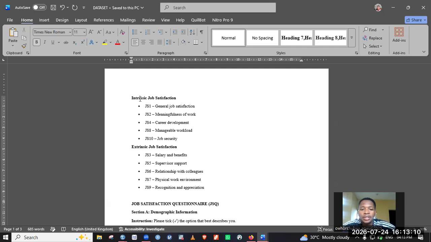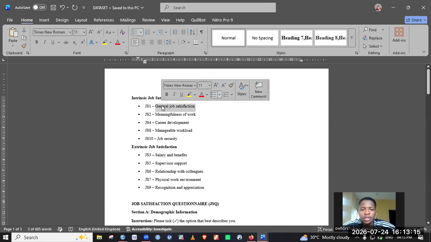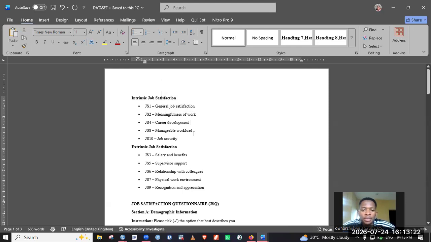All right? So first question is on general job satisfaction. Second one is for meaningfulness of work. The fourth one is on career development. The eighth one is for manageable workload, and the last one is on job security. And the remaining questions are to measure extrinsic job satisfaction. That is the job satisfaction gotten externally, all right? So you look at the salary and benefits, supervisor support, relationship with colleagues, physical work environment, and career recognition.